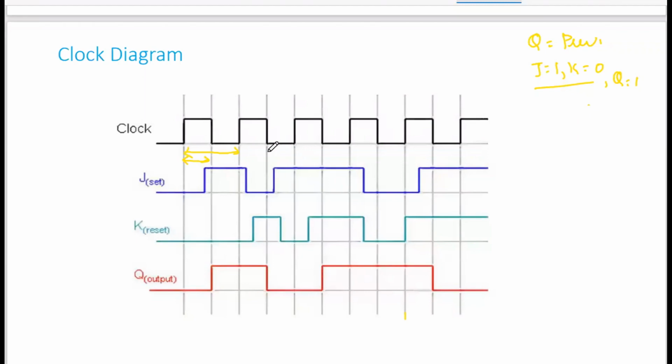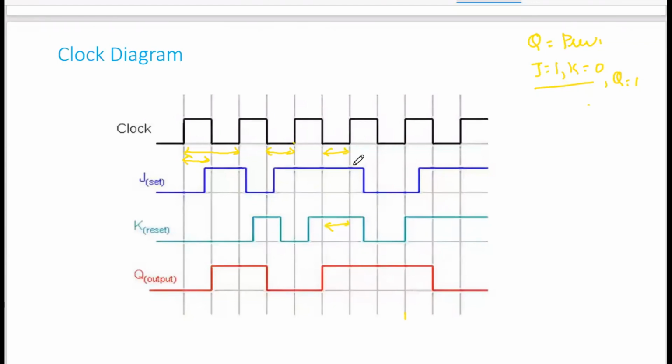Now here you can see the clock is off, J becomes 1, K becomes 0, but that is not being reflected at the output. Now here you can see J is 1 and K is 0, and this is being reflected at the output. 0 becomes 1. Now in this period your J is 1 and K is 1. Clock is not there, which means no effect, so it will retain the previous state.